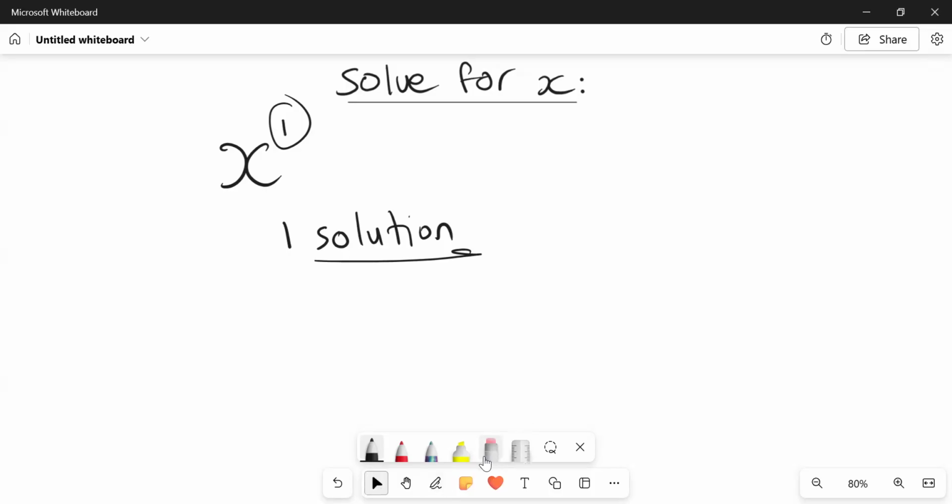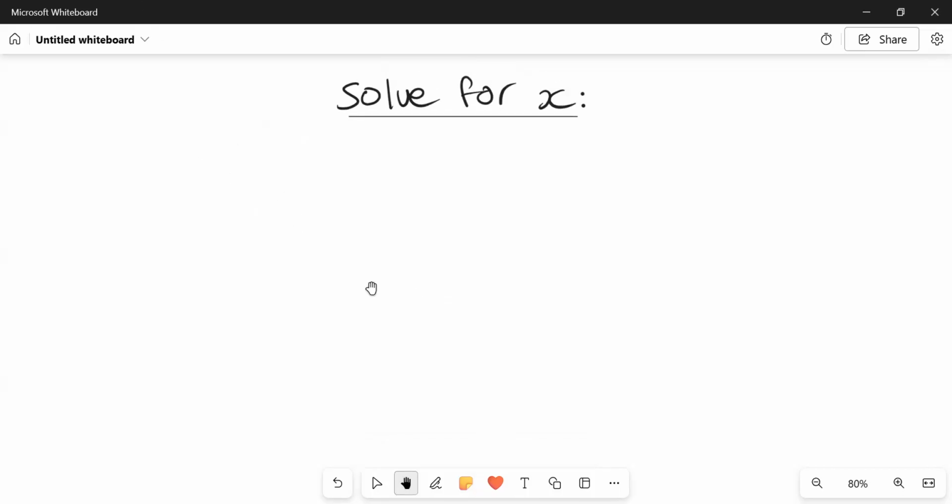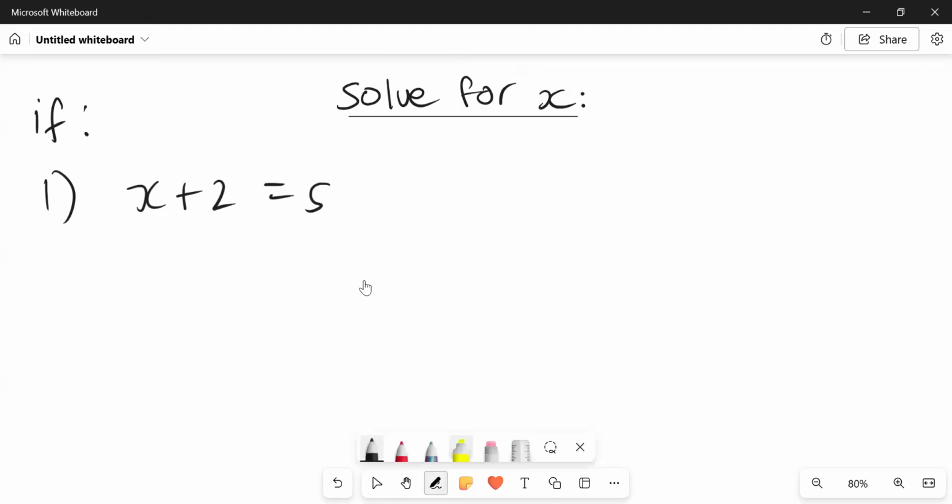So let me just give you an example of a linear equation. Let's say they decide to say solve for x if, and then they give you number one, where x plus 2 equals 5. Okay, this is grade 10. Normally, we just transpose this. You move it from one side to the other, and then it changes the sign automatically, right? But I want to explain step by step how we get to that.